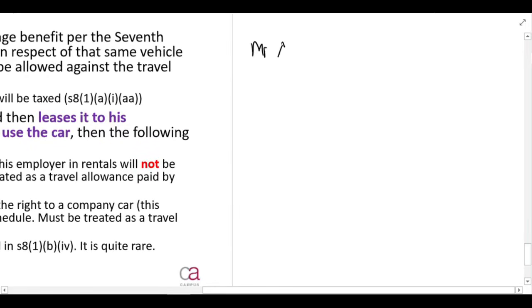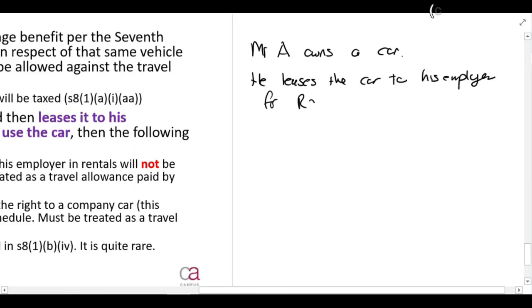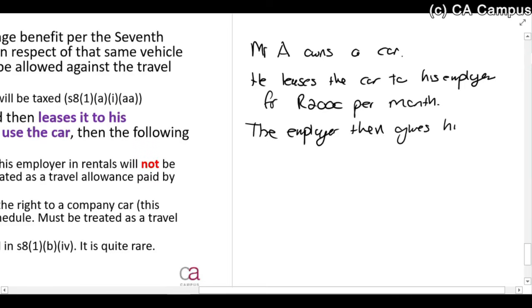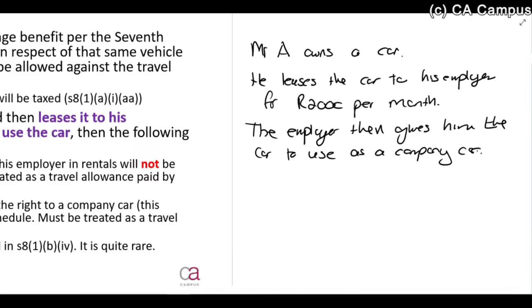It works like this, where Mr. A owns a car. He leases or rents the car to his employer for 2,000 rands per month. The employer then gives him the car to use as a company car. Now, I know a lot of you, when you look at it, you go like, that's very strange. Why would it work like that? And again, guys, most big businesses won't work like this. But sometimes when it's a small business, with the sole shareholders, so the owner of the business is also the only employee, people sometimes do all sorts of strange things like that.